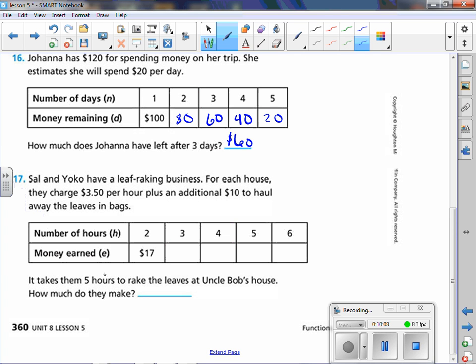Sal and Yoko have a leaf raking business. For each house, they charge $3.50 per hour plus an additional $10 to haul away bags. Okay, so it's like saying $3.50 times H plus 10. I want you guys to solve this out. I'm going to do $3.50, there's a decimal there. Okay, $3.50 times H plus 10, and that's going to equal E. I want you guys to solve this out, and we'll share out together tomorrow.